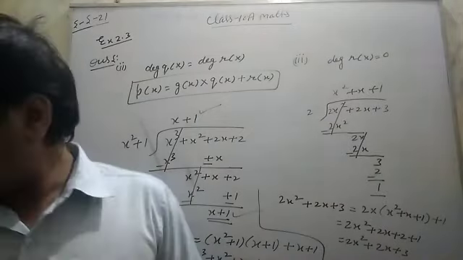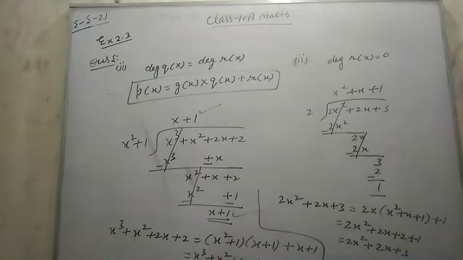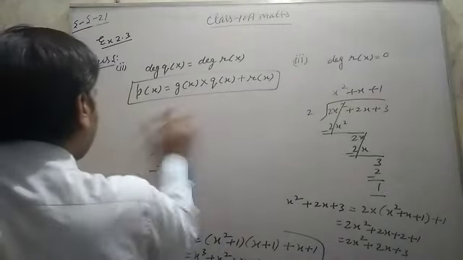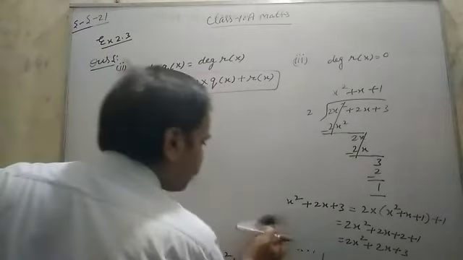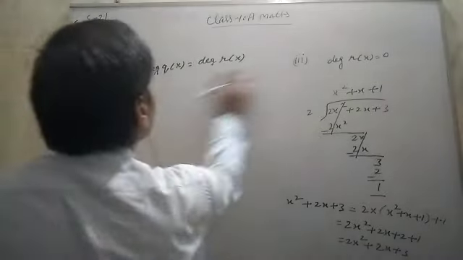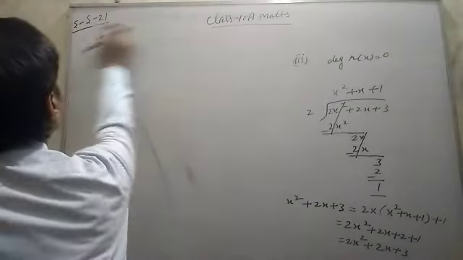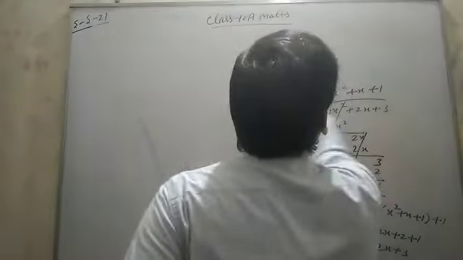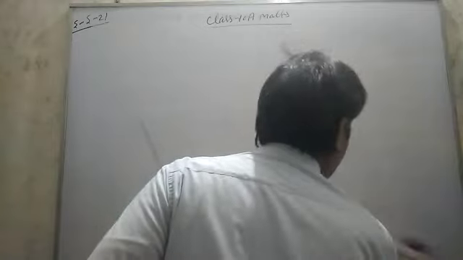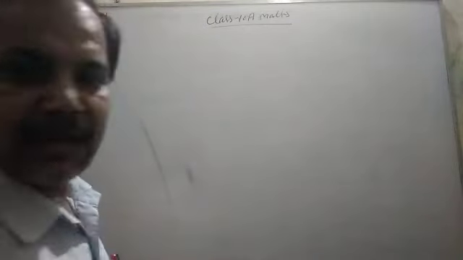Then start exercise 2.4, and exercise 2.4 that is optional, but in board exam questions come from this exercise 2.4. Okay, and for this exercise 2.4 also you have to write one formula.